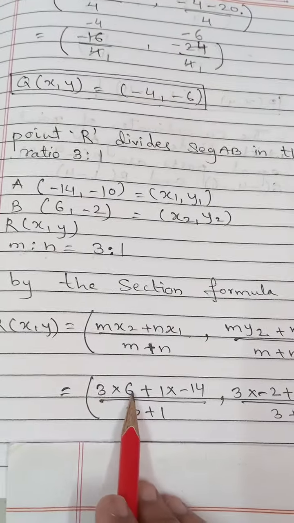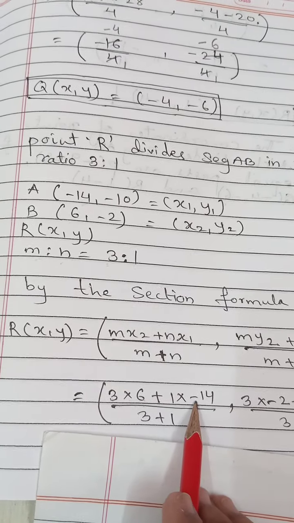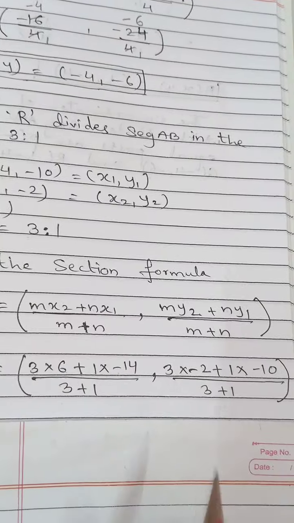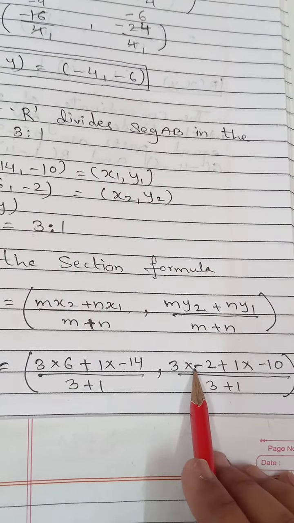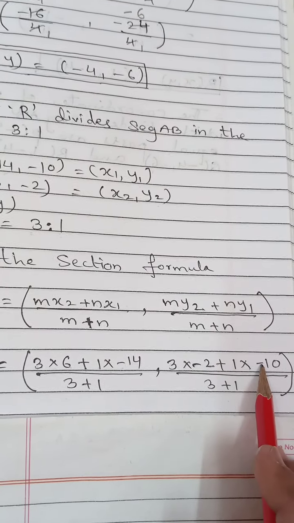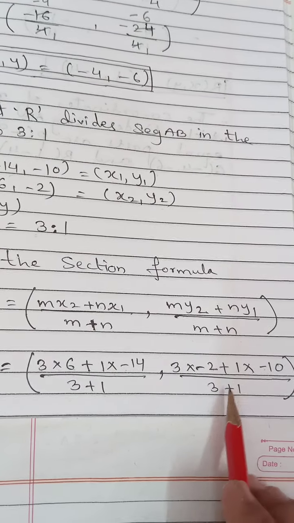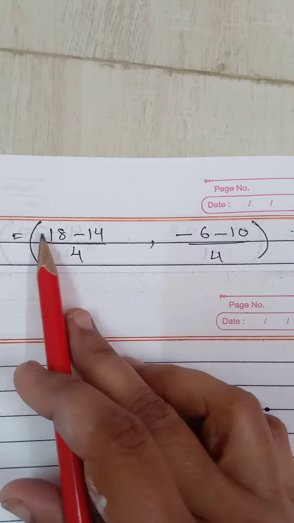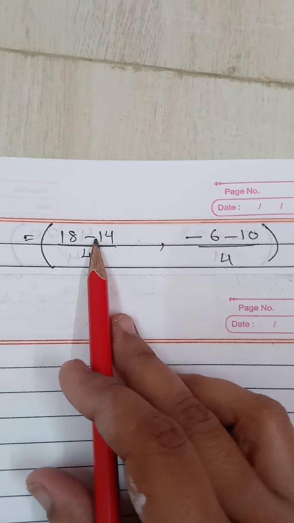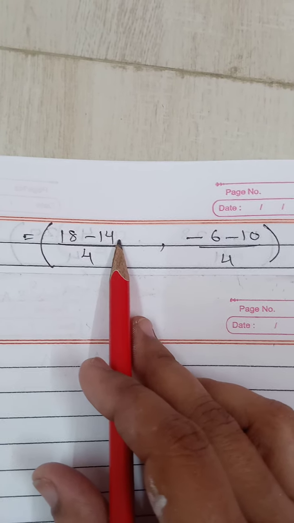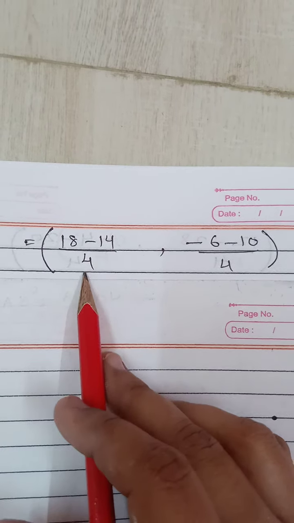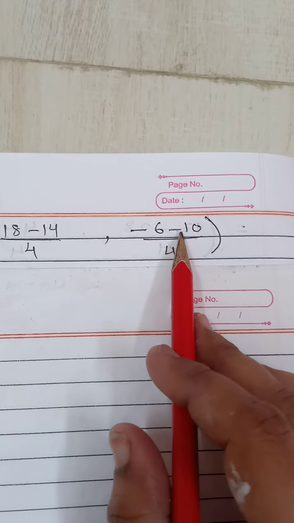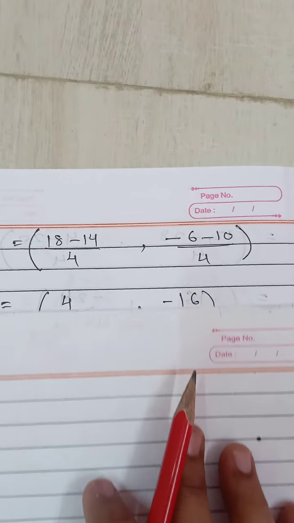Now 3 sixes are 18, plus minus minus, 14 ones are 14, upon 3 plus 1, 4. Now 3 twos are 6 and the sign will be minus. Then plus minus minus, 10 ones are 10, and 3 plus 1, 4. So we have got this step. Now this is plus, so plus minus minus. So 18 minus 14 will be 4. So it will be 4 upon 4. Now it is minus minus plus, 6 plus 10, 16. Sign will be minus. So minus 16 upon 4.